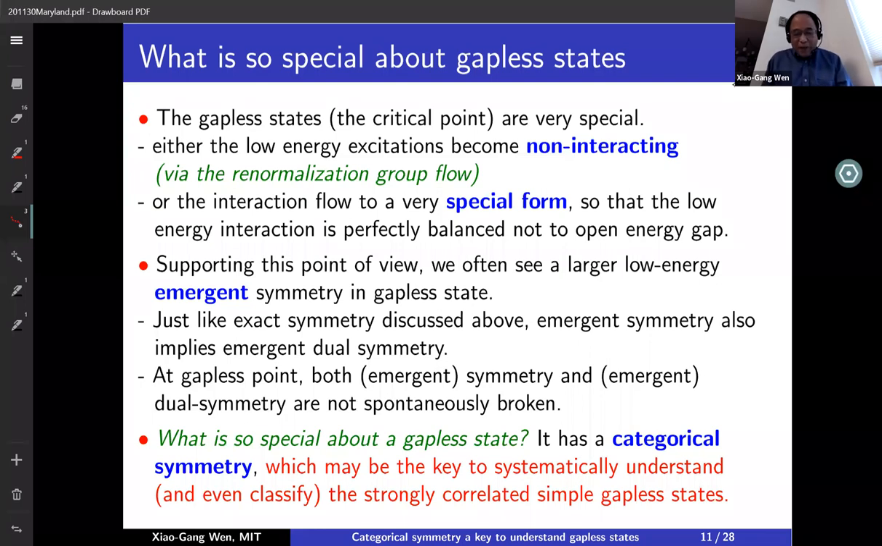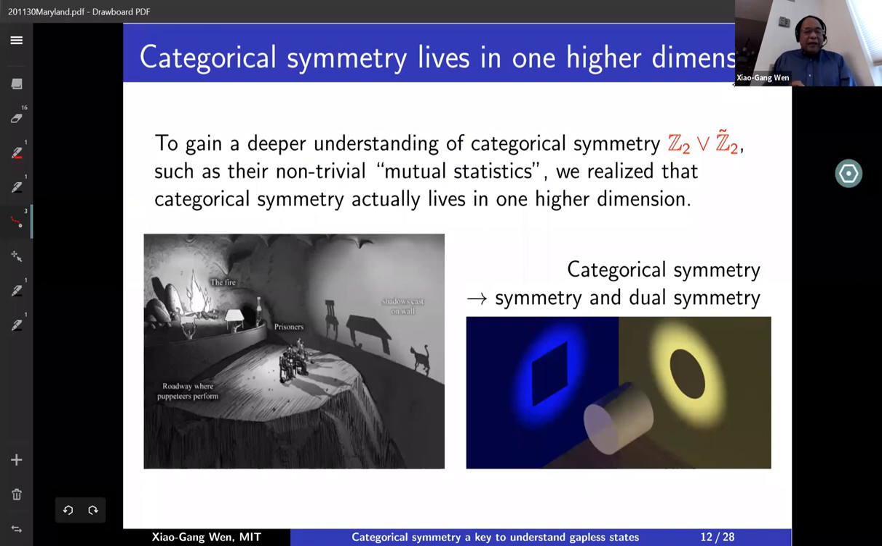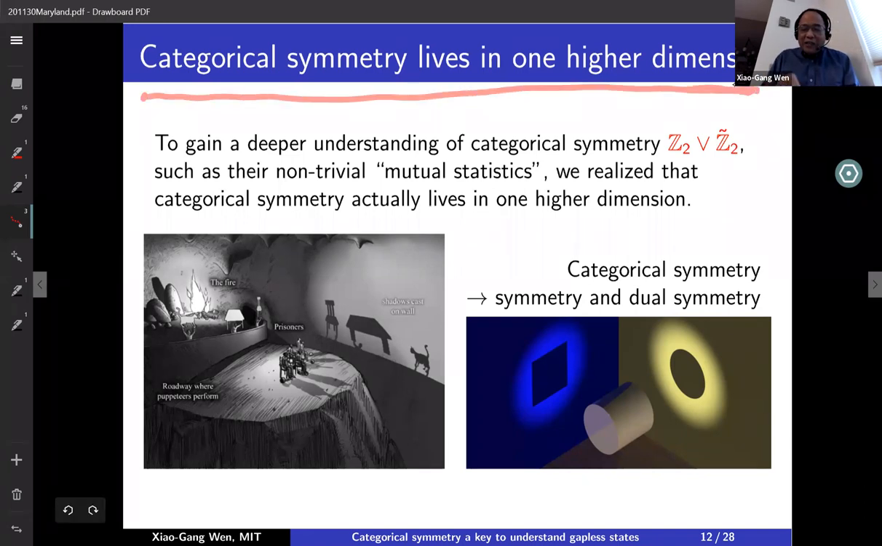So today I'm only talking about a very simple Ising model, and it looks like old stuff. We try to look at the old familiar things from a new angle, basically. Because the categorical symmetry is important, we want to get a deeper understanding of it. And this deeper understanding, again, is kind of surprising. Actually, categorical symmetry lives in one higher dimension.